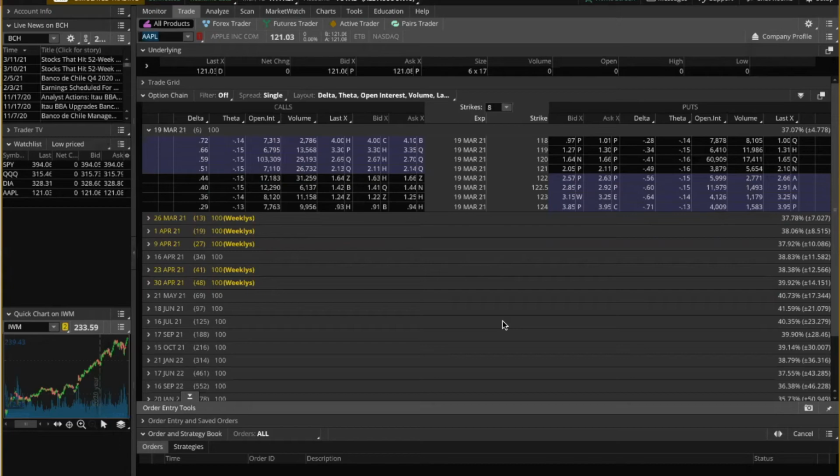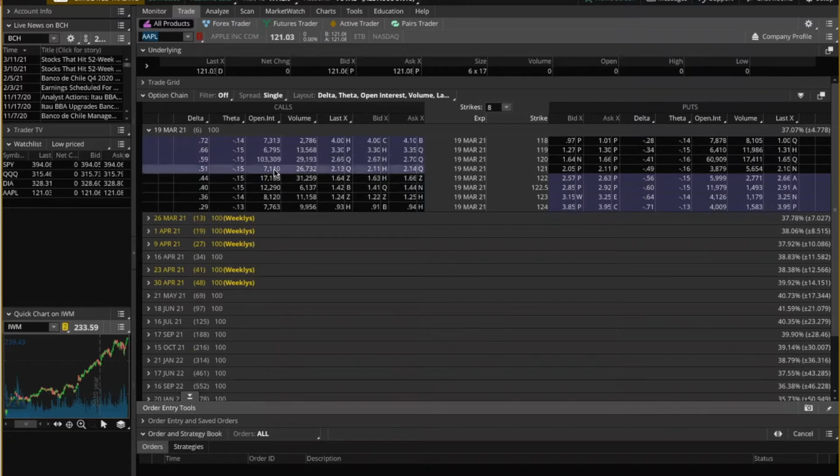Welcome back. So in this episode, we're going to be talking about volume, open interest, and how to determine a good strike to pick. So volume again is right here. Volume just means the number of active people trading this particular contract today. So volume is just within the same day. You can see there's 26,732 people that actively traded today Apple, the 121 call.